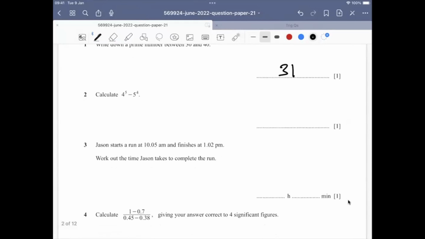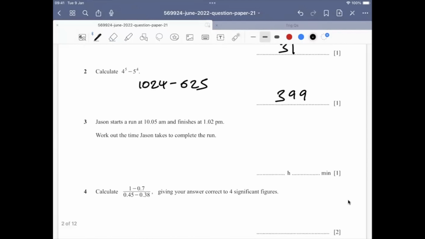Cool. So question 2, calculate 4 to the power of 5 minus 5 to the power of 4. As this is a calculator paper, I'm just going to punch this into my calculator, but I'm going to show you what I do. So 4 to the power of 5 is 1,024 minus 5 to the power of 4, which is 625. So 1,024 minus 625 is 399.